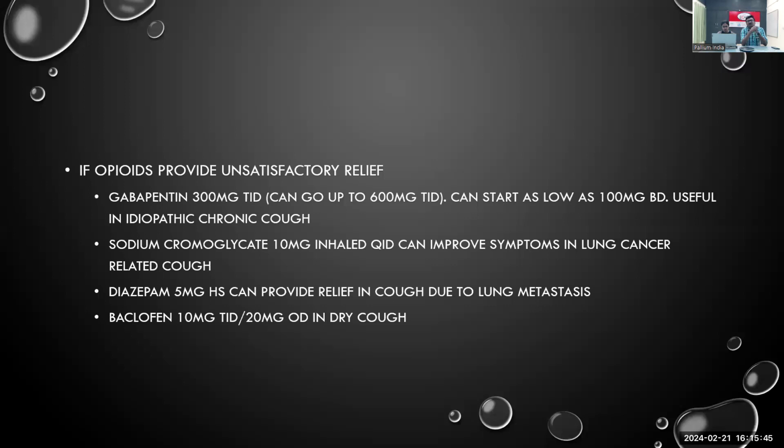If the cough relief is unsatisfactory with opioids, then you can try some other reserve drugs. These are not commonly used. These include gabapentinoids, sodium cromoglicate in inhaled form. You can give benzodiazepines also. That is specifically indicated in lung mets cough, but we don't see any of these being used on a regular basis for the treatment of coughs.